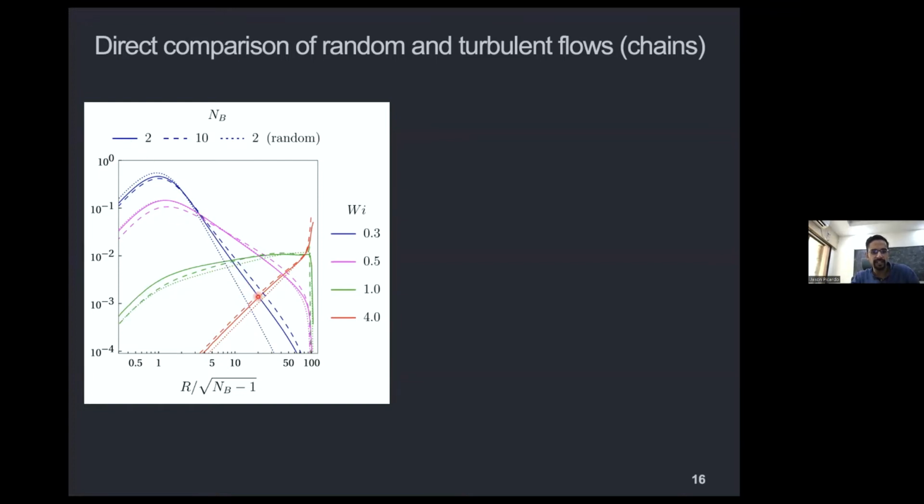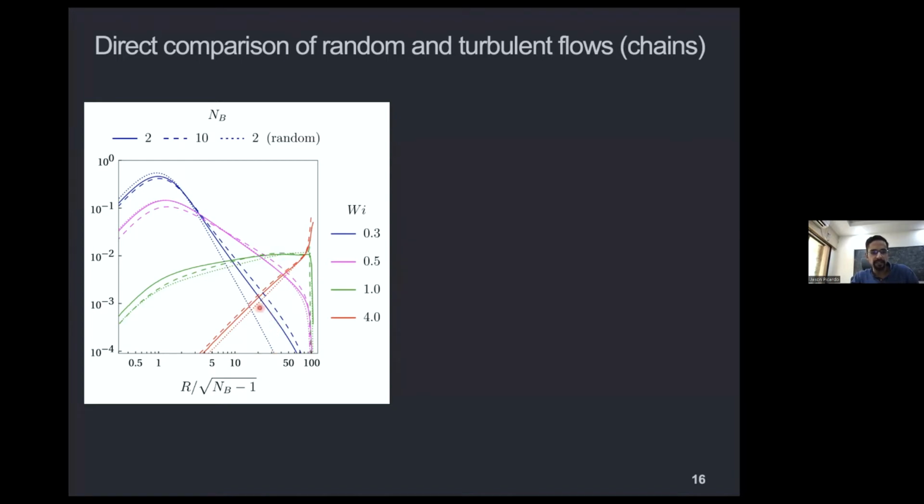So the solid line is our DNS dumbbell simulation. The dotted line is the dumbbells in the Gaussian flow. The dashed line is a 10-bead chain in the DNS. For the moment, forget the dashed line. Just look at the solid line and the dotted line, right? And this is the probability distribution of extensions. And you see that it does quite well.